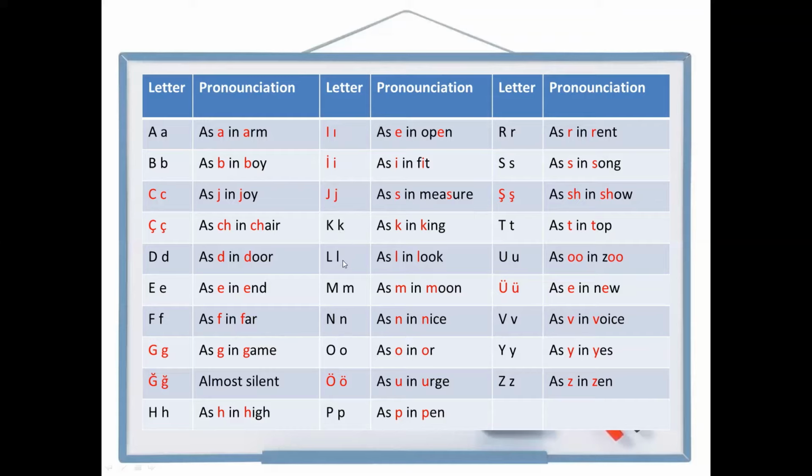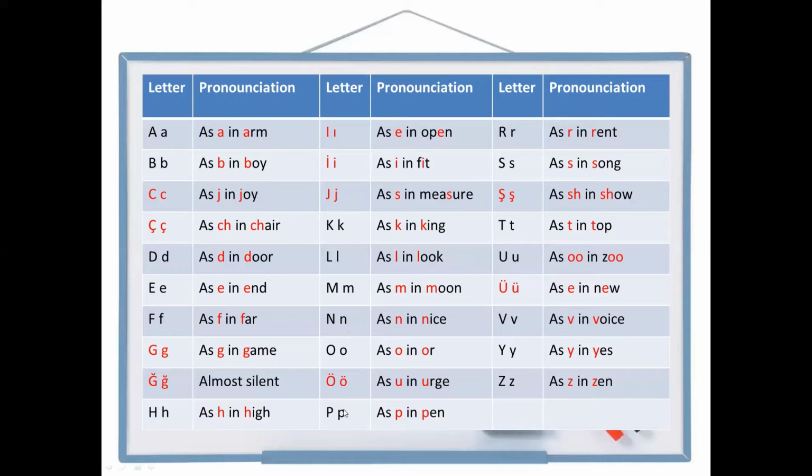And the next one is L, as in look, L. And the next one is M, as in moon, M. And the next one is N, as in nice, N. And the next one is O, as in or, O. And the next one is a thinner version of O, Ö, as in urge, Ö.